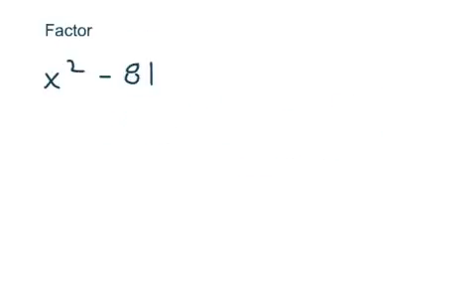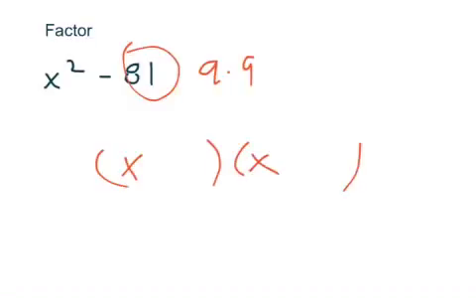Okay, let's try this one. Hopefully you look at the 81 and go, oh, 81 is 9 times 9. And so all I have to do is go x times x. I kept my x's the same. 9 times 9, I kept the numbers the same. One has to be a plus. One of them has to be a minus. And that's basically it, guys.